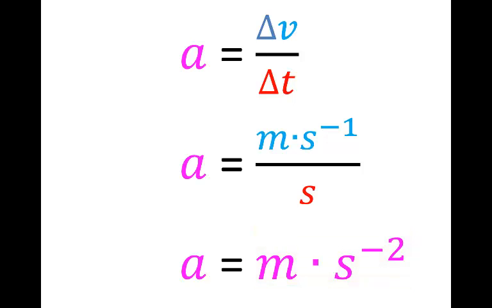Be very careful not to get mixed up between meters per second and meters per second squared. They do not mean the same thing. Meters per second refers to velocity or change in velocity. Meters per second squared refers to acceleration.